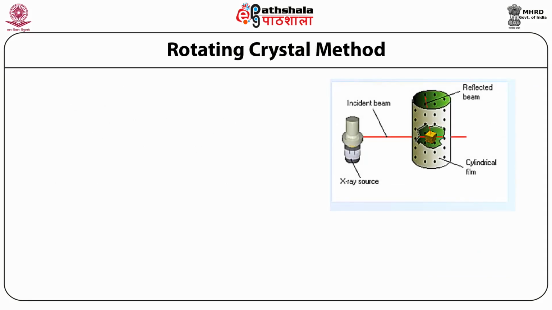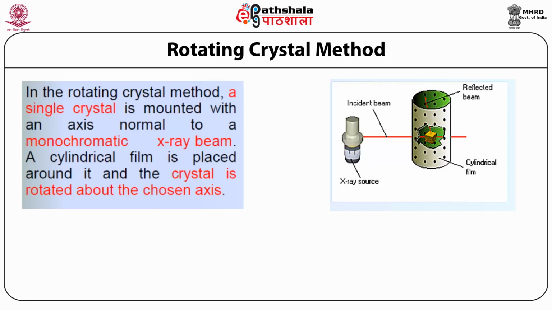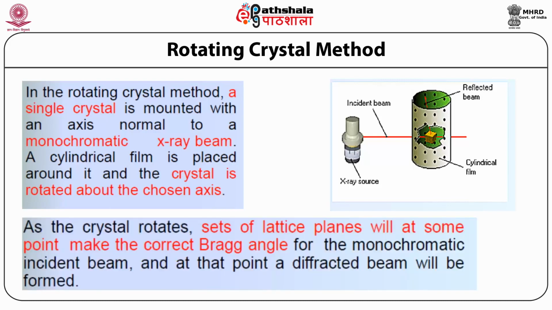Rotating crystal method. This slide shows us the geometry of the rotating crystal method. In the rotating crystal method, a single crystal is mounted with an axis normal to a monochromatic X-ray beam. A cylindrical film is placed around it and the crystal is rotated about the chosen axis. As the crystal rotates, sets of lattice planes will at some point make the correct Bragg angle for the monochromatic incident beam, and at that point a diffracted beam will be formed.